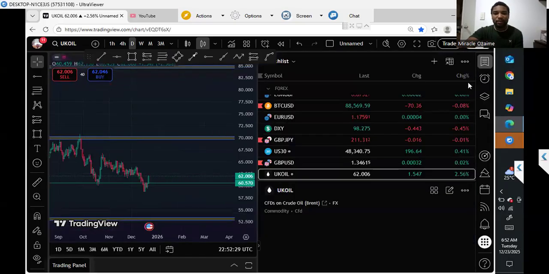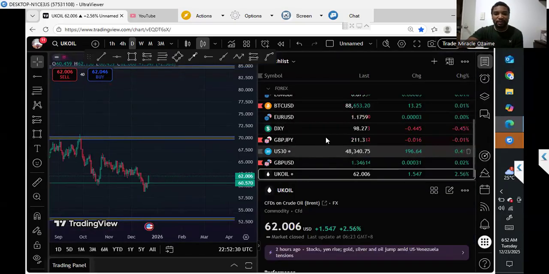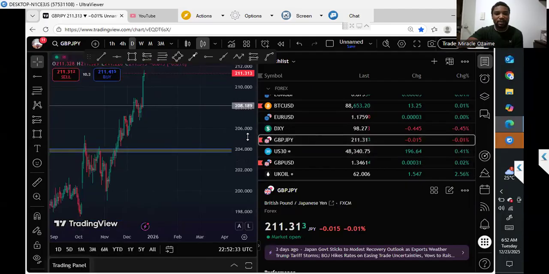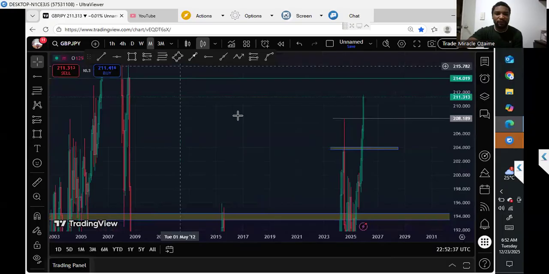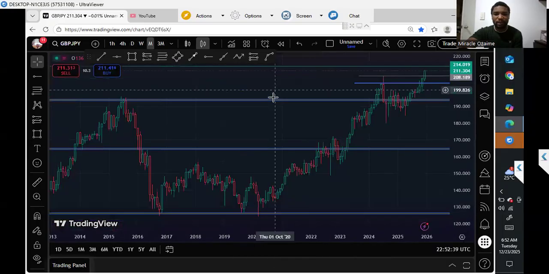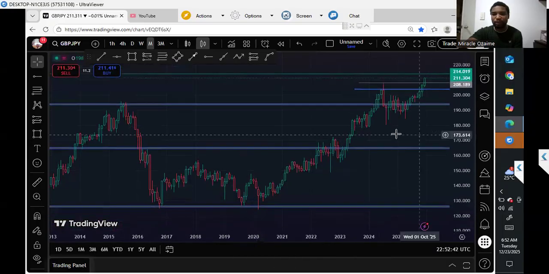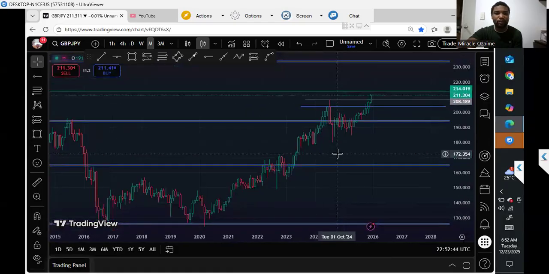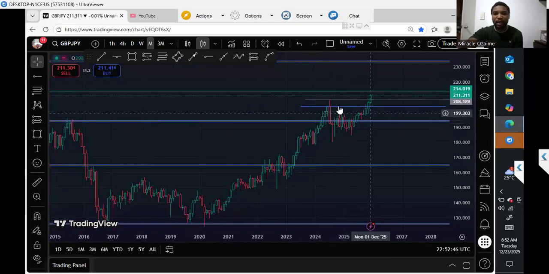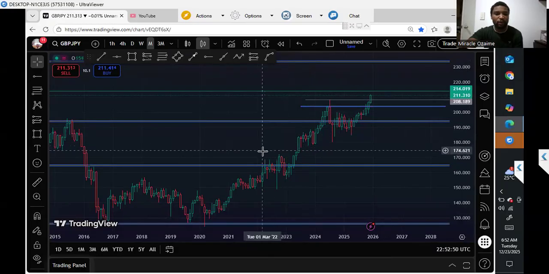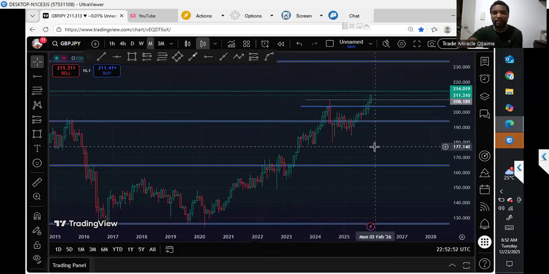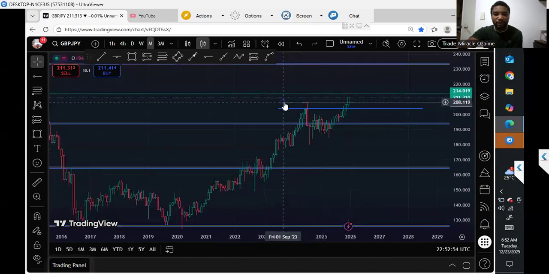So the next pair that I'm going to be looking at is GBP JPY. GBP JPY, let's come back to our monthly time frame. Our monthly time frame on GBP JPY is looking good as well, looking bullish as of last month. And we have a break of the week. If you follow me closely, you're going to see that I'm talking about the break of the week as of last week and last 2 weeks.